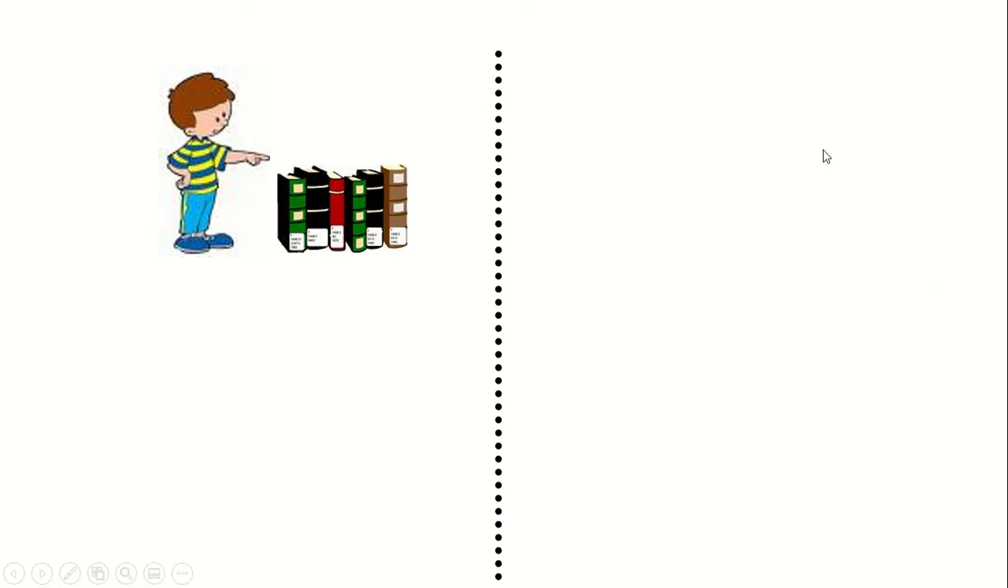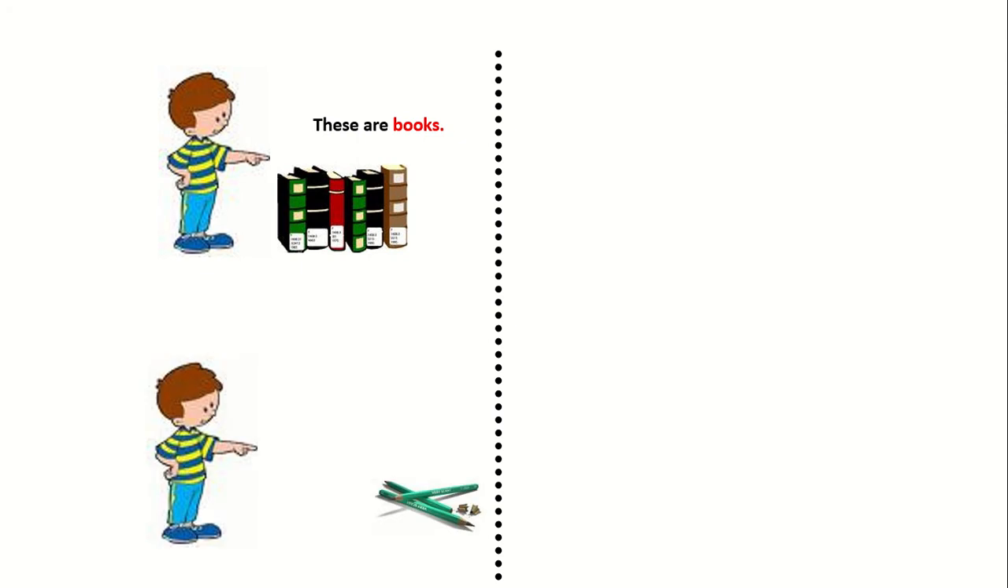Let's do some practice. Good. Now let's look at the picture carefully. The boy is near some books. Near, so we say these or this. We use these because they are plural, جمع. So we say these are books. Again, the boy is far from pencils. So what do we say? Those are pencils.